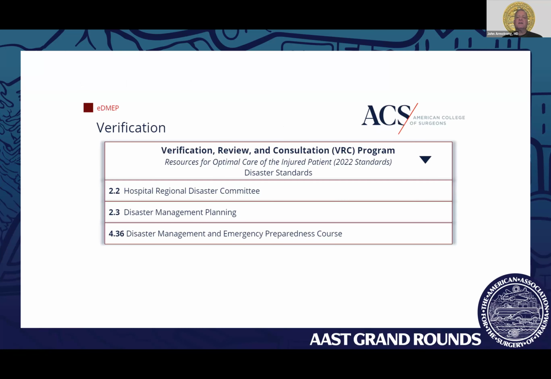And Adam nicely highlighted that the American College of Surgeons Verification Review Committee has added a standard for DMEP at level 1 trauma centers that a surgeon must have taken DMEP at least once, but importantly has placed further emphasis on surgeon and broader engagement on the Hospital Regional Disaster Committee, as well as in disaster management planning.